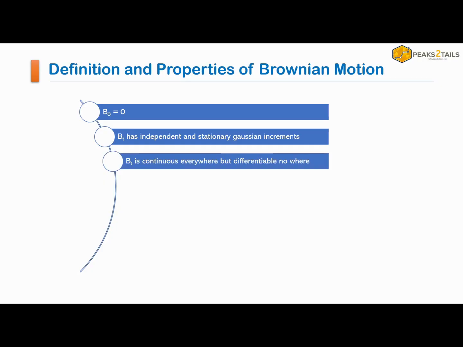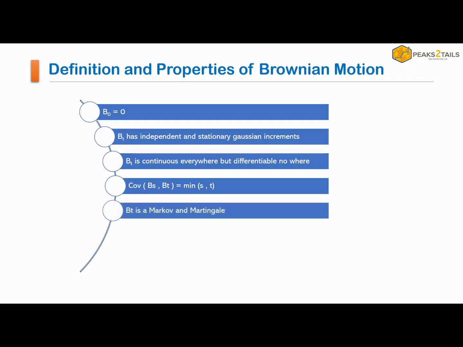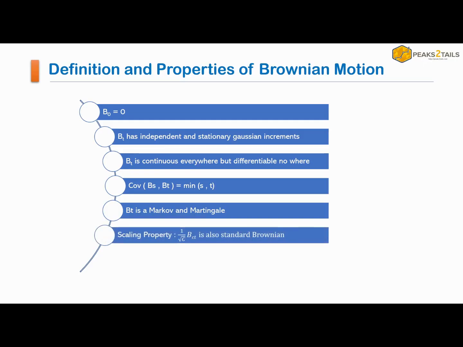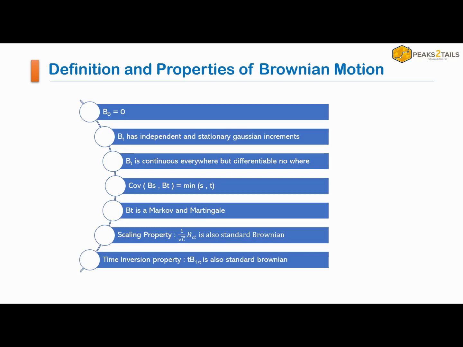Brownian motion is continuous everywhere, but differentiable nowhere. We'll come back to this point after some time. Covariance of the Brownian motion between 2 different time points, s and t, is given by minimum of s comma t. The Brownian motion is Markov as well as Martingale. Then we have the scaling property. So this term is also standard Brownian motion. And time inversion property. So this is also a standard Brownian motion.